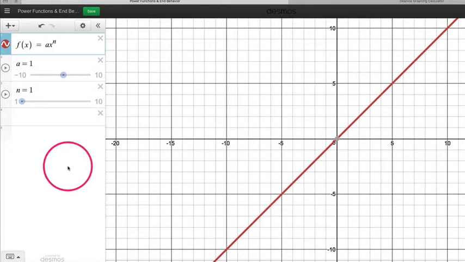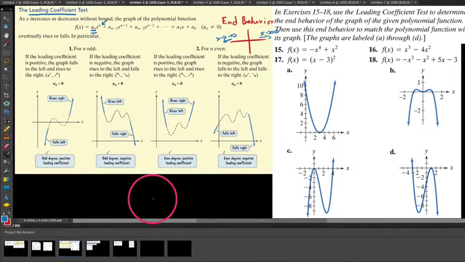To state that, I suppose we could draw a little diagram here. We would say that this graph falls on the left and rises on the right. Just to determine this end behavior would be such a powerful thing to know about our polynomial function before we even graph it. So how are we going to be able to determine this?